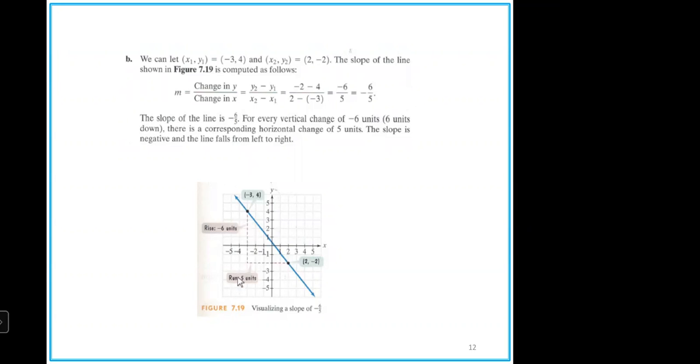Now we don't have enough space to continue the line further with 6 and 5. We could have checked another 2 points.